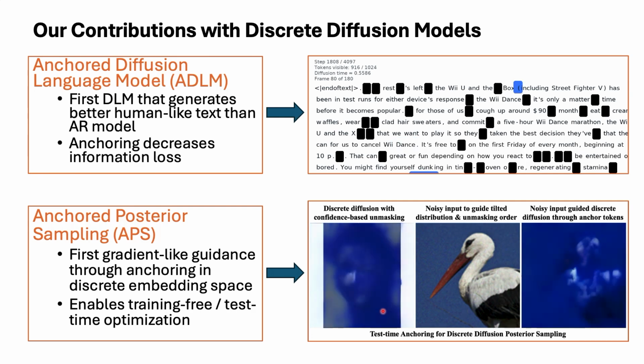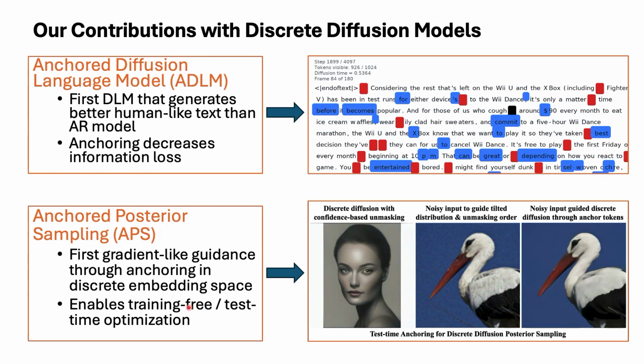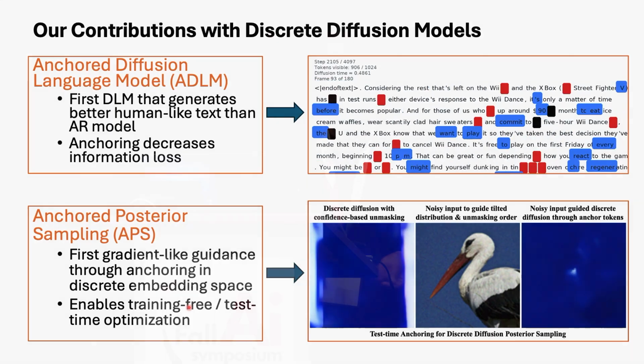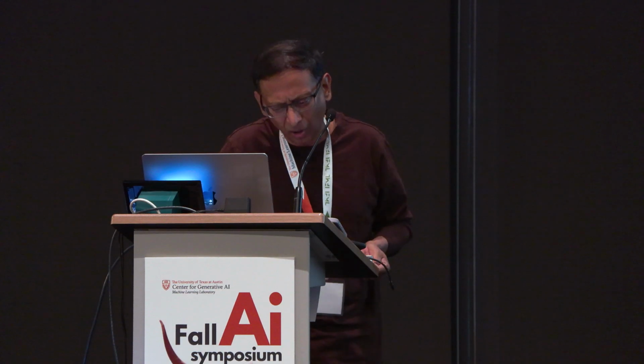So this is the first sort of gradient-like guidance through anchoring in discrete embedded space, and it enables training-free and test-time optimization. As I said, we have worked closely with the Google Pixel team, but I'm not going to talk about it here. I'm happy to talk about this offline, but for the rest of today's talk, I'm just going to talk about the anchored language model. Okay?